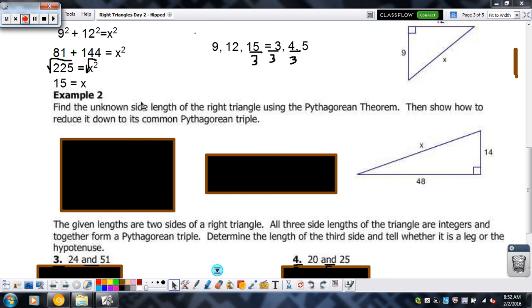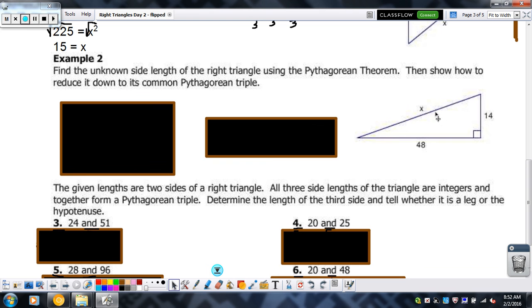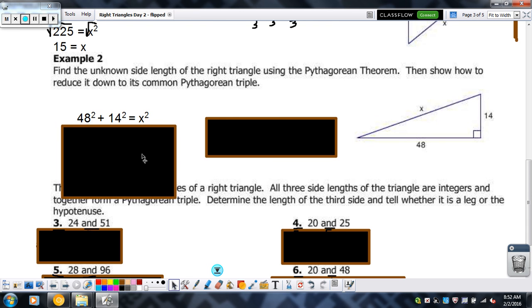In example number 2, once again, they want me to find the unknown side using the Pythagorean theorem, then reduce it to its common Pythagorean triple. So once you solve for x, you're going to line up all three sides and look for a number that they are all divisible by. Once again, x is my hypotenuse because it's across from my right angle, so that must be plugged in for c. 14 and 48 can be plugged in for either a or b. So we've got 48 squared plus 14 squared equals x squared.